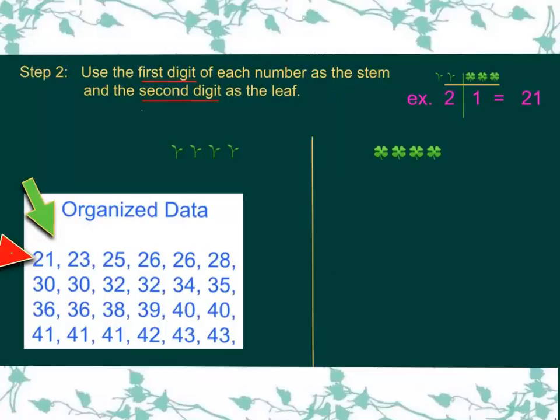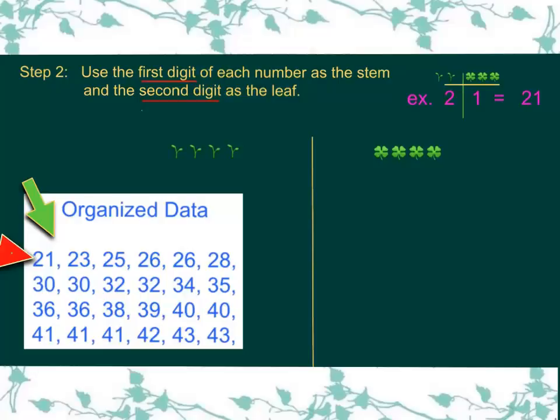Okay, just to review, the second step was for us to use the first digit of each number as the stem and the second digit as the leaf. So the first number that we have is 21. So we would record the 2 under the stem and the 1 under the leaf. This first row will hold all of the numbers that fall within the 20s. So our second data point is 23. We only have to record the 3 because we already have the 2 as the stem.